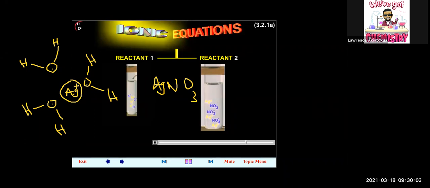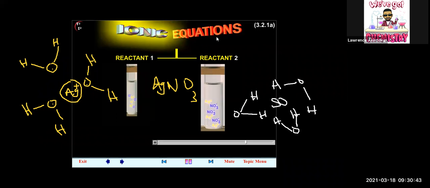Then the other one will be the other way around, where nitrate will be in the middle of the other set of water. Let me have that one drawn here. So in this case, it's going to be H, H, O, H, H, O, H. So in the center here will be the nitrate. This is a different color.